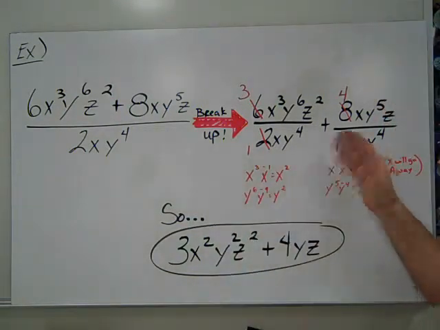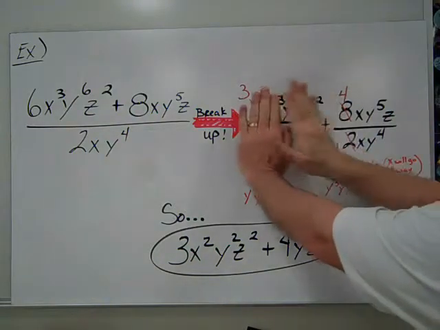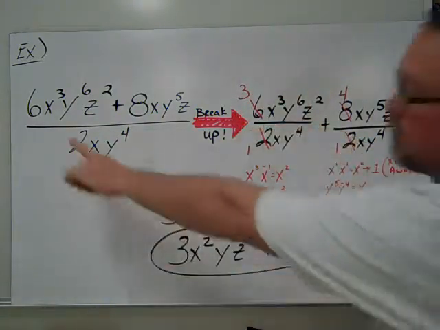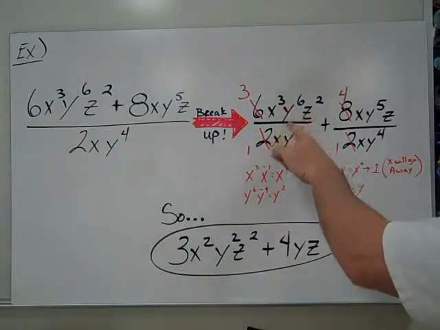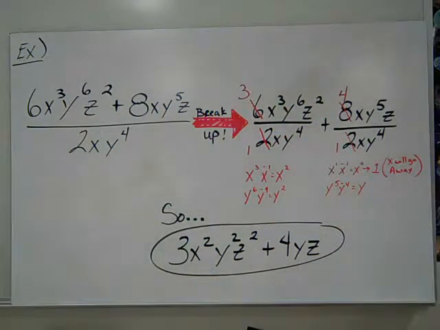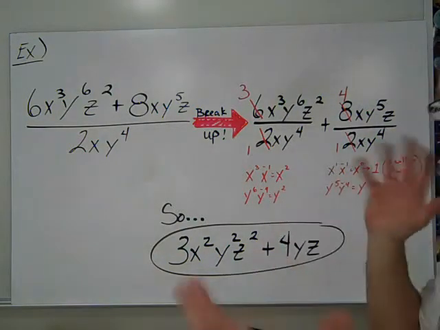If we look at the breakup, we're going to split this into 2 different problems. Our first problem is our first term, 6x cubed y to the 6th z squared, over 2x y to the 4th. We're going to do that for the back end, 8x y to the fifth z, so we're going to put this over that. Separate the problem out.